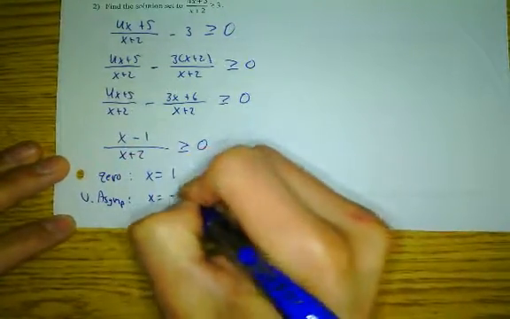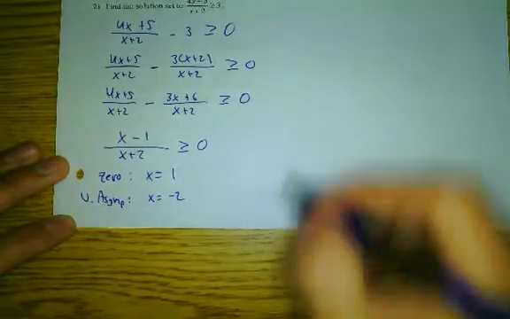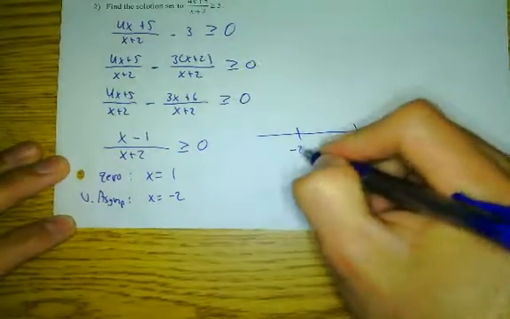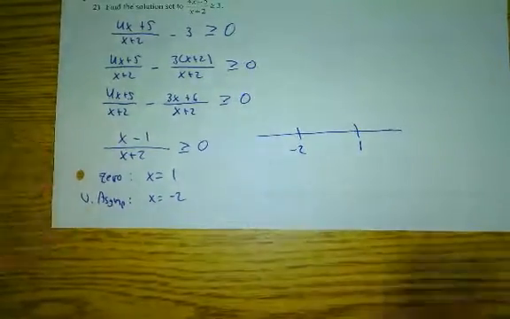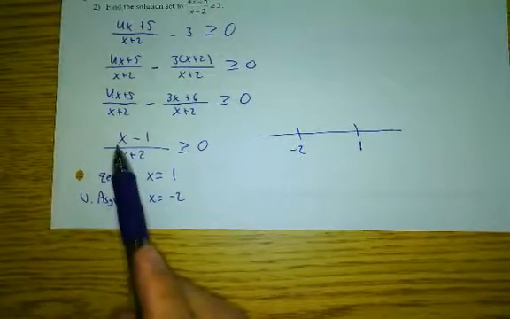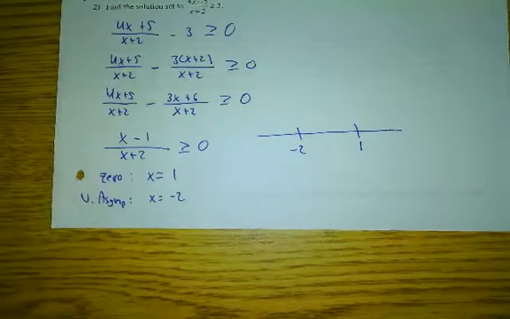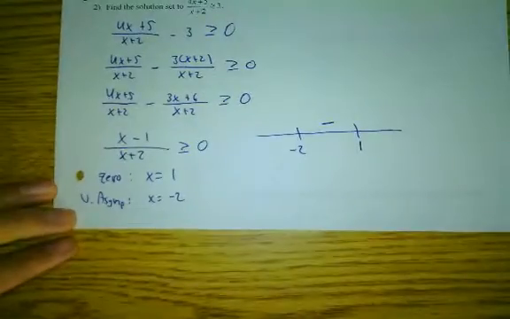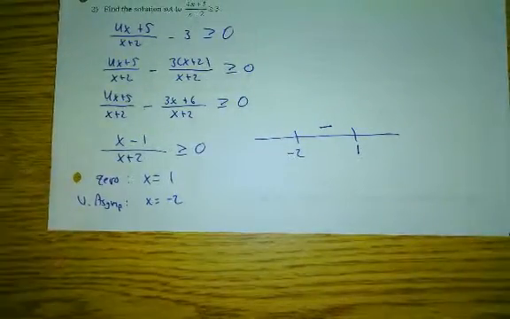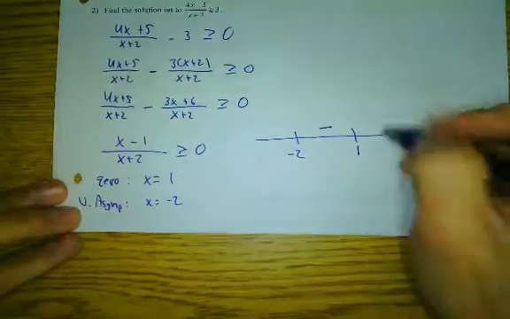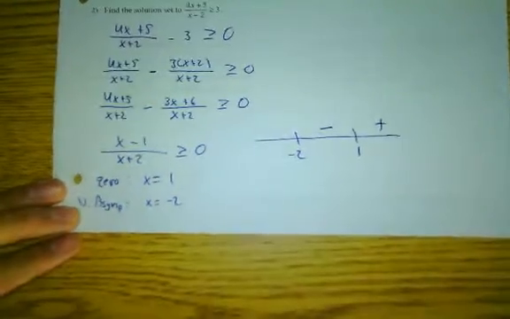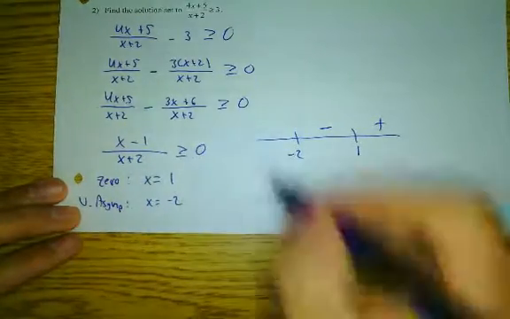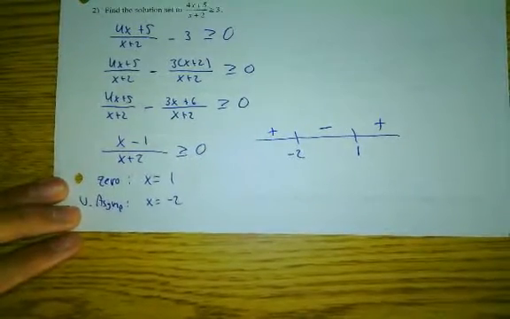If you plug in 0, 0 minus 1 is negative 1. 0 plus 2 is 2, which means that you have a negative value. If you plug in 2, 2 minus 1 is positive over positive 4, which is positive. If you plug in negative 3, that would be negative over negative, which would be positive. Which means that if you're looking for when this is greater than or equal to 0, what would your answer have to be? Negative infinity all the way to negative 2. And from 1 to infinity.